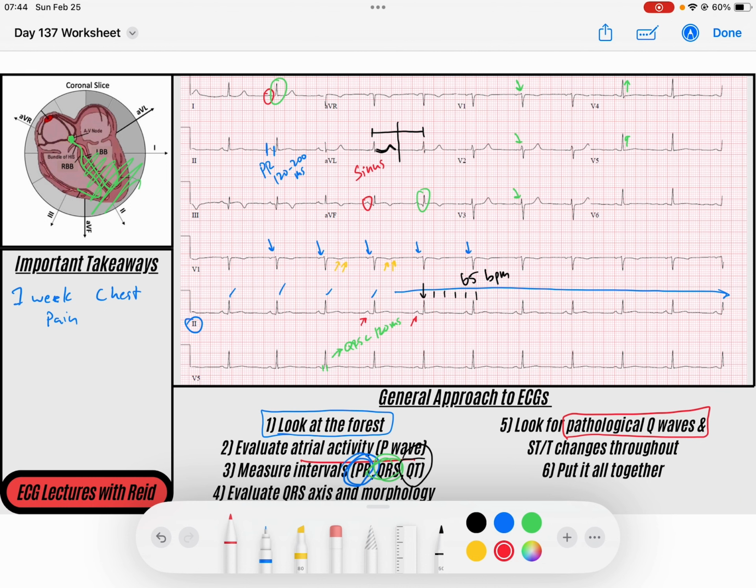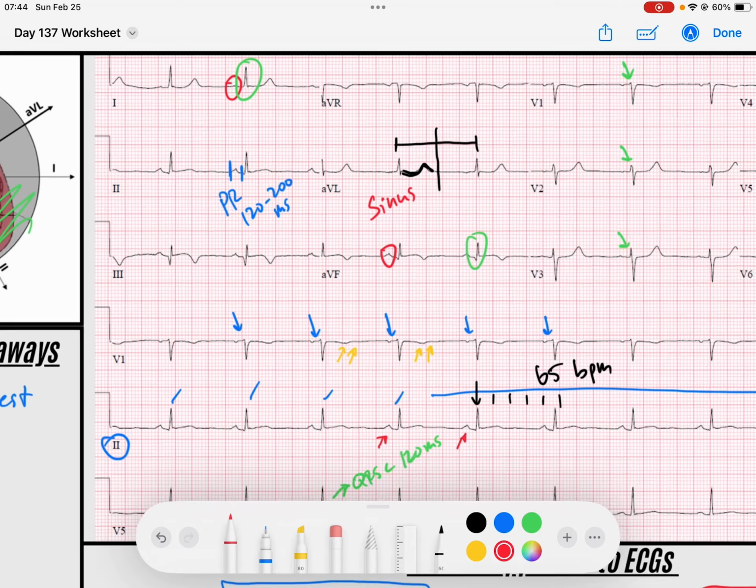And then we have ST and T wave elevations and depressions that can tell me if there's any active changes, right? And we look for T wave inversions as a sometimes consequence. And so to my eyes, when I look at this rhythm, really nothing is standing out except for my inferior leads. So I'll zoom in on my inferior leads.